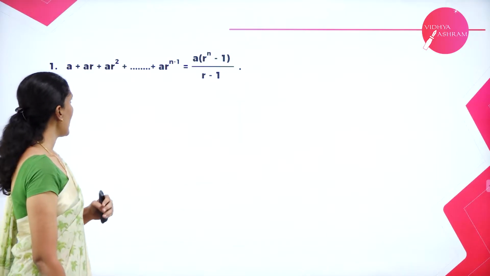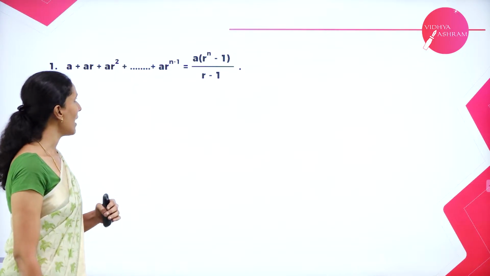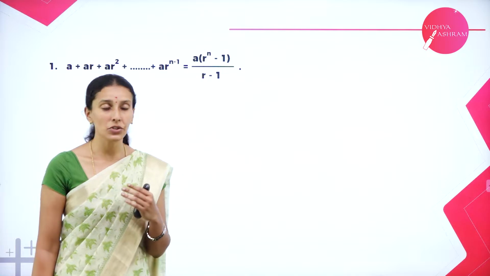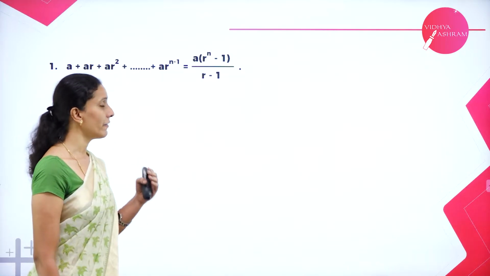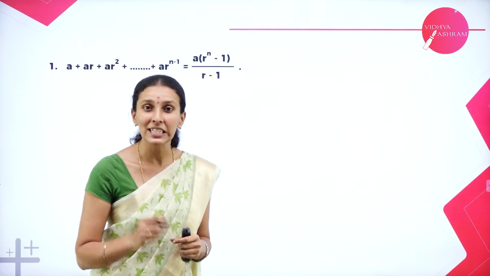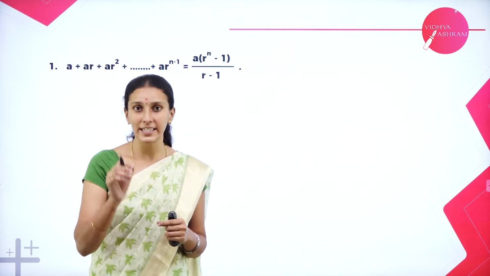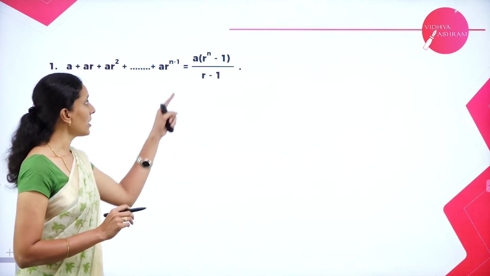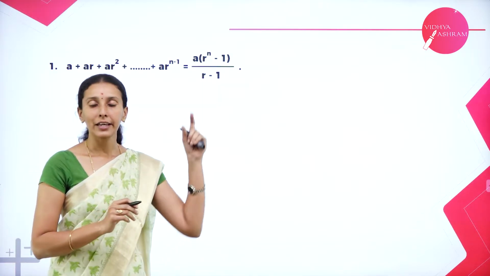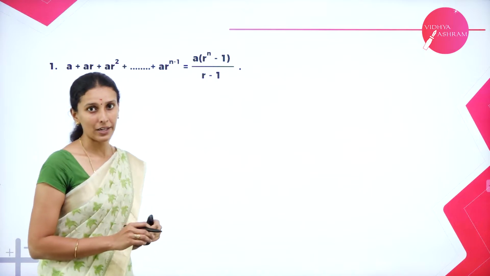We have a plus ar plus ar square plus etc. ar^(n-1) is a into (r^n minus 1) divided by (r minus 1). So where do you observe this kind of series? It is clearly a geometric series. So we know that the summation of a geometric series is given by this formula. So let us see whether this is true for all values of n.